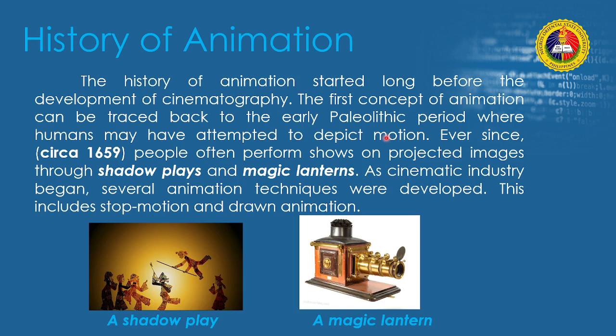And then in maybe 1659, people, particularly in Japan and other East Asian countries, had already performed shadow plays like this. Maybe some of you have seen this in some movies. These are called shadow plays, when people project shadows of objects on a piece of paper and an audience watches. And here, this is a magic lantern, same thing. This box is the light source, and the lens will have pictures inside of it, and the light source will project the shadow of the picture through the lens. Basically, that is the earliest concept of animation.